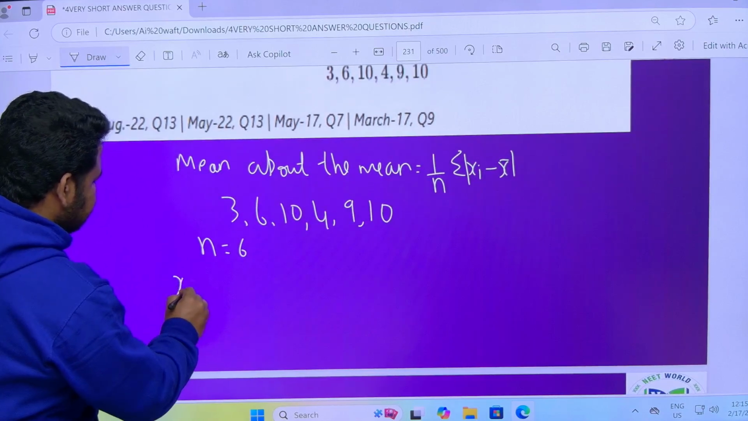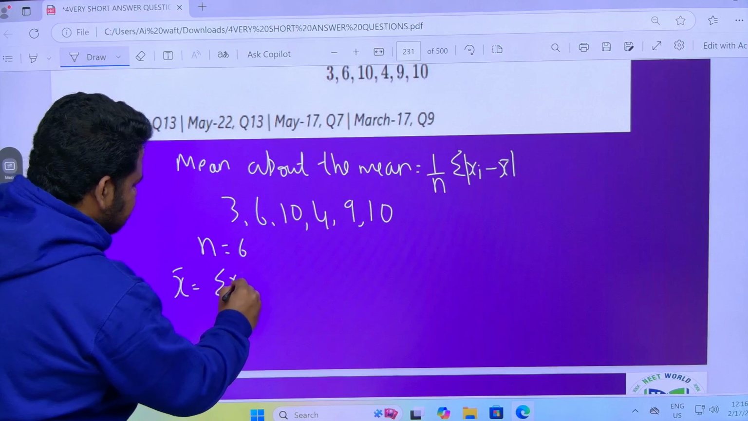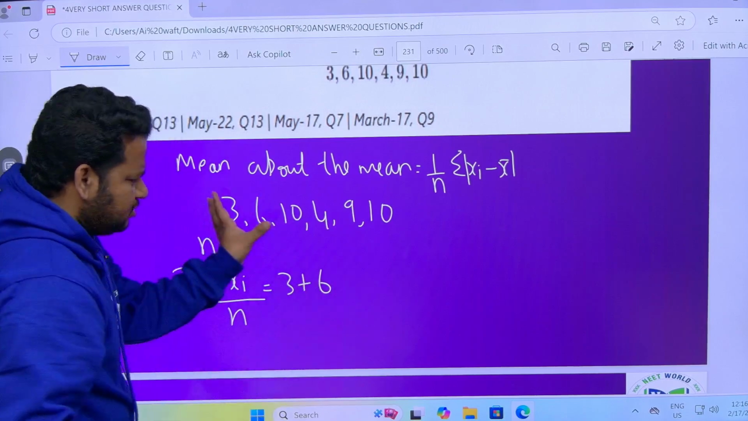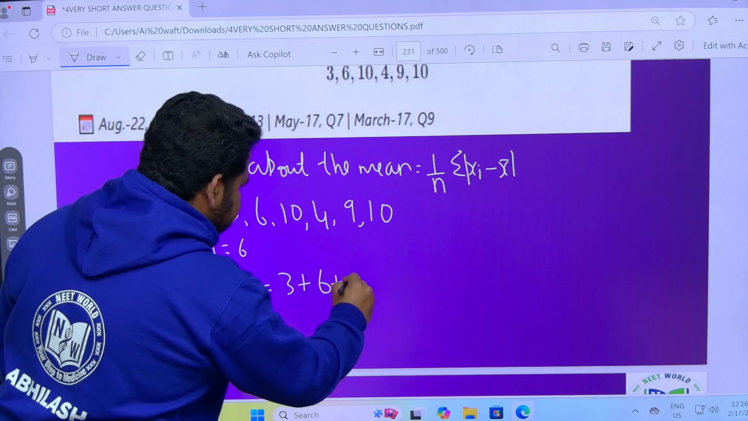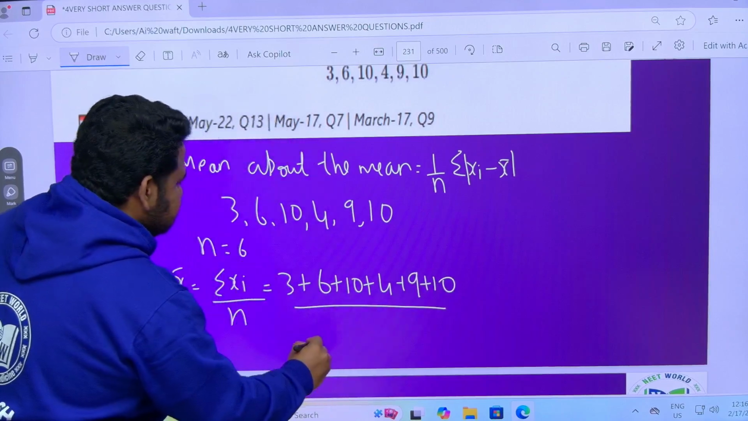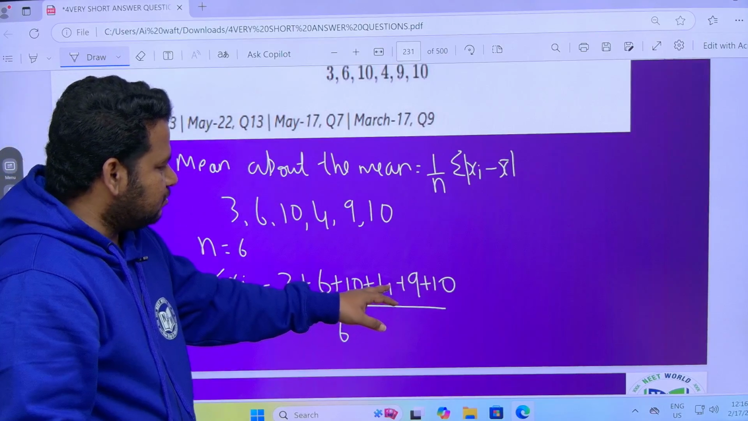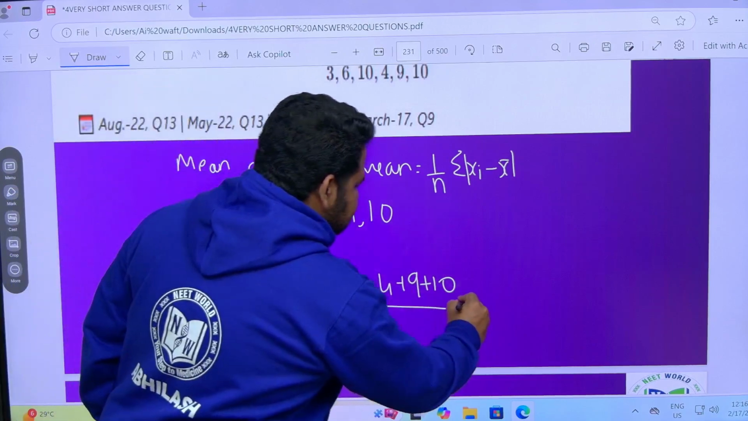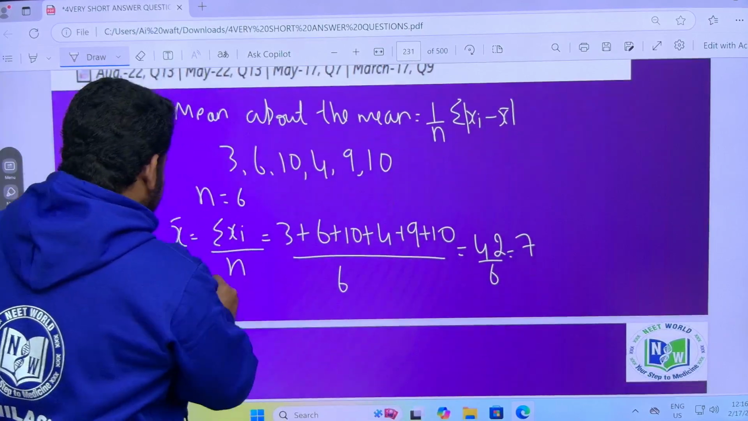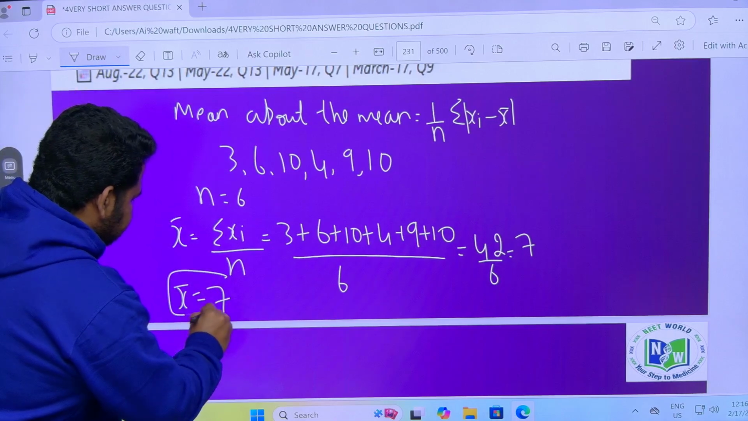To find the arithmetic mean, x bar is equal to the sum of observations, sum of xi, divided by n. Sum of xi is 3 plus 6 plus 10 plus 4 plus 9 plus 10, all the numbers you add. That is finding the average. Divided by n, which is 6. So 3 plus 6, 9, 9 plus 10, 19, 23, 32, 42. So it is 42 by 6, that is 7. We got x bar, the arithmetic mean, as 7, friends.